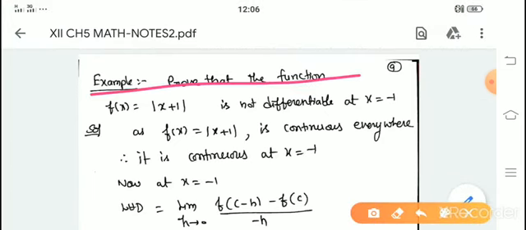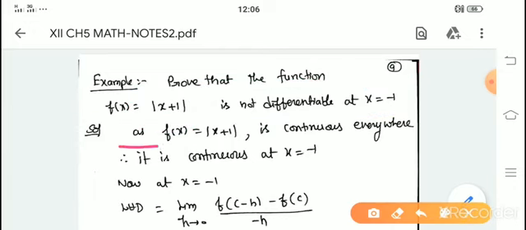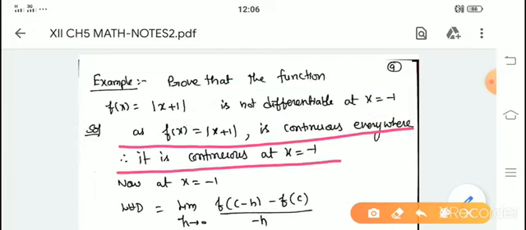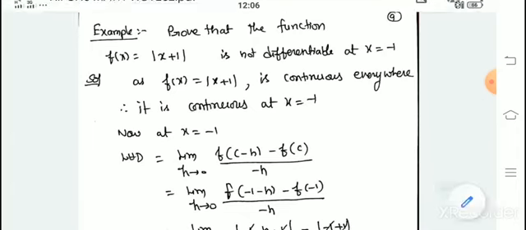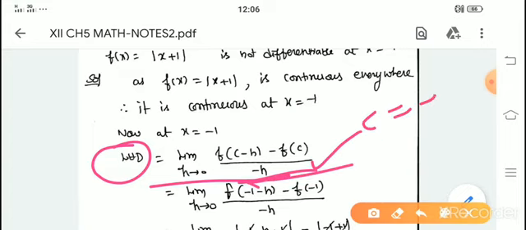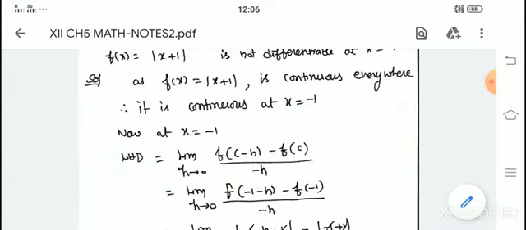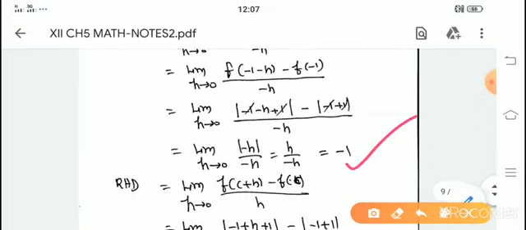Prove that f of x is equal to mod x plus 1 is not differentiable at x equal to minus 1. We know very well the modulus function is continuous everywhere. That's why it is continuous at x equal to minus 1 also. Now let me check the left hand derivative. Left hand derivative at x equal to minus 1 is f of c minus h minus f of c by minus h. This formula we use. C means minus 1, you take it. Then you substitute the values, and finally you get minus 1.